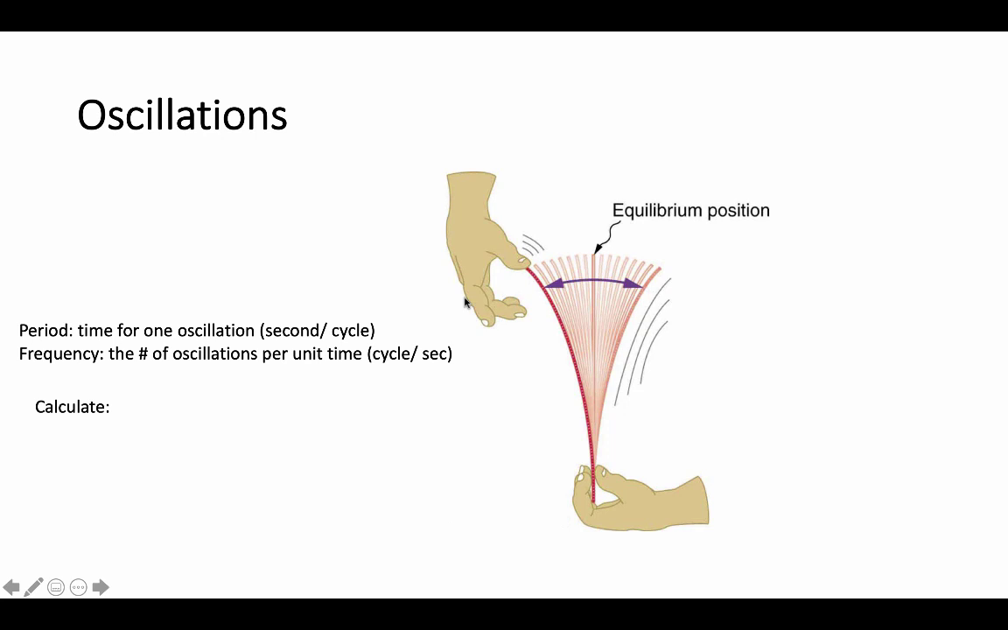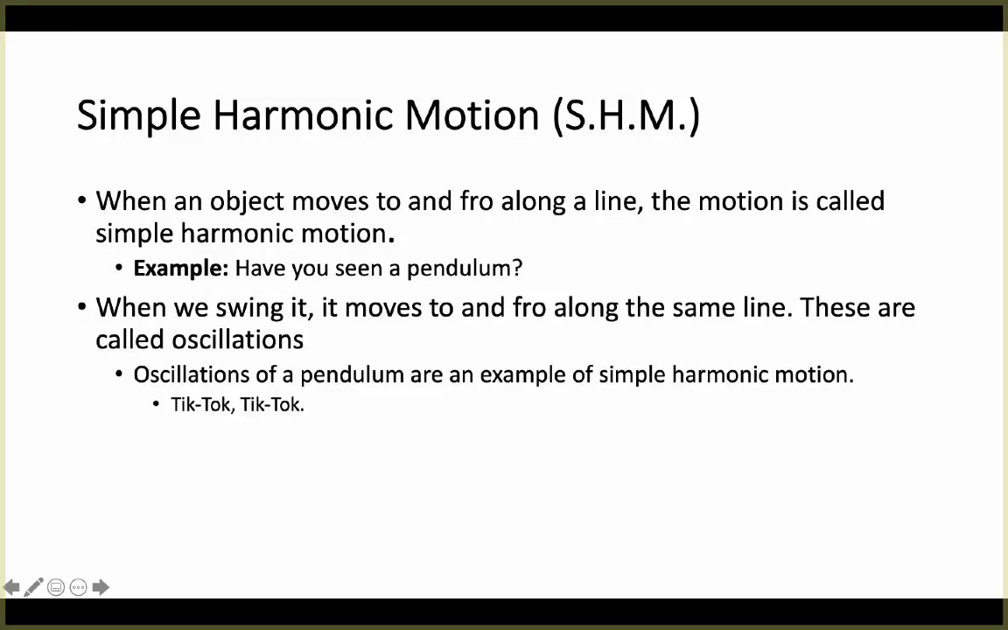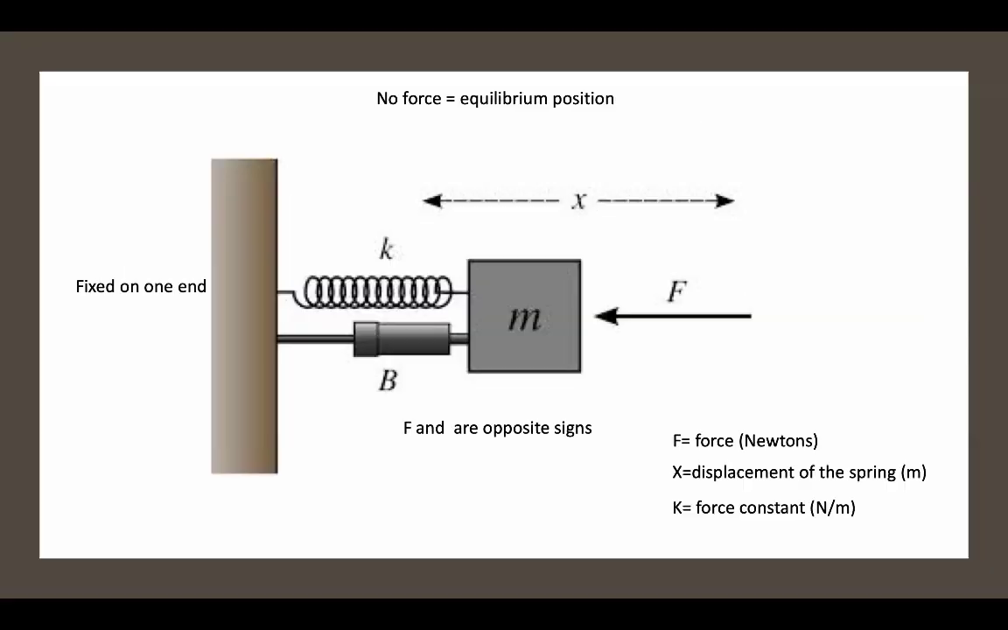So when we're looking at this moving back and forth, back and forth, that can be an idea of simple harmonic. So you've seen a pendulum. Basically, you can start it here, and then it can move back and forth. When we swing it, it moves to and fro along the same line. These are called essentially oscillations. So that's what we were looking at in the last one. You had a lab, and you've looked at some of these ideas of what we're talking about.